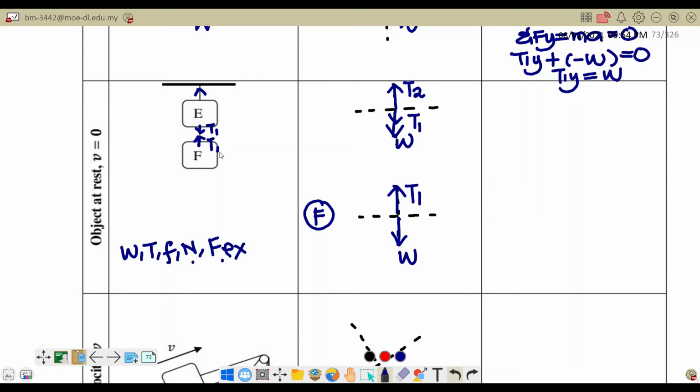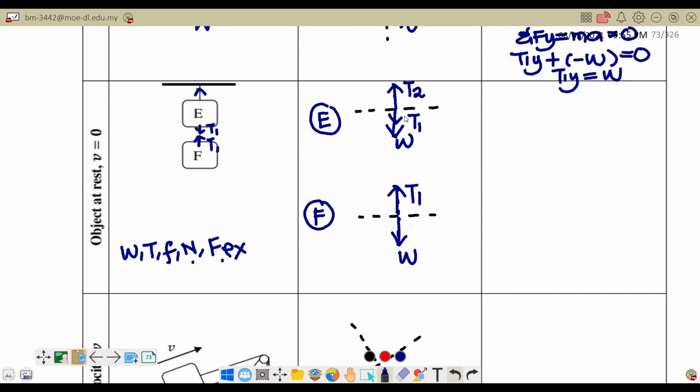Why are T1 for F and T1 for E the same? Because they are the same string. So the string acting on F and also on E is the same, so we label it as T1. Both are the same. So this is for object E.